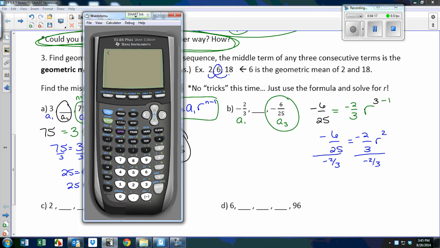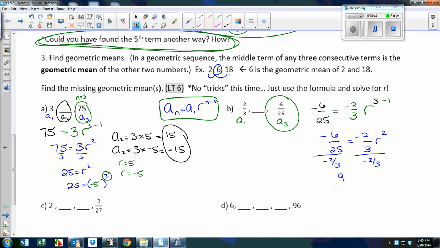So you start by typing in the fraction negative 6 divided by 25. You type a fraction in by using parentheses, and then divide that by the fraction negative 2/3. So open parentheses, negative 2 divided by 3. Enter. You may not know that decimal as a fraction, but if you hit the button Math, first option fraction, it's going to take your answer and turn it into a fraction. Hit enter one more time, and the answer is 9/25, meaning 9/25 equals r squared.